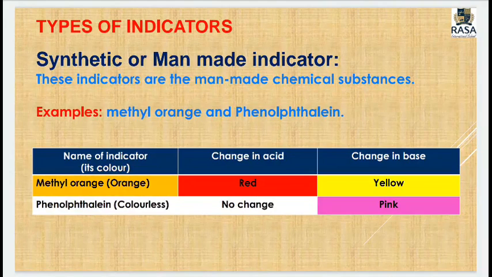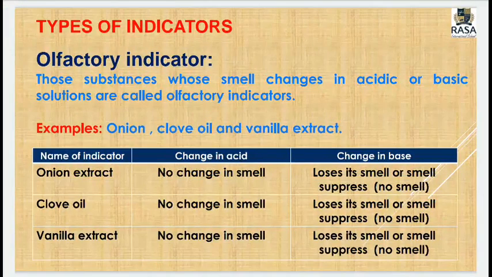Now we are moving to the third category of indicator, that is olfactory indicator. Olfactory indicators are those which change their smell in acid or base solution. Examples: onion, olive oil, vanilla extract. So here we have three columns: name of the indicator, the change of odor when they come in contact with acid, and the change of odor when they come in contact with base.